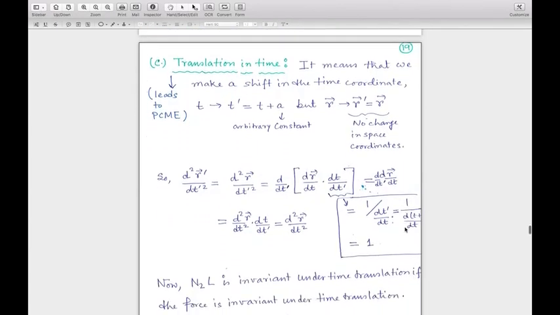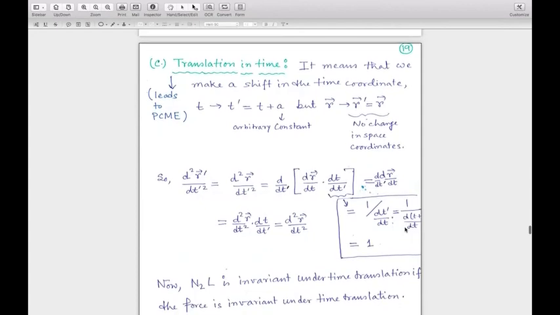Now the third translation or transformation is the translation in time. That means we make a shift in the time coordinate without making any change in the coordinates. That means we are trying to do our experiment, let's say, at the same place, but instead of today we will do it tomorrow, or we did it yesterday. Now whether this changes the physics or not, that is the question. So if we do that, t will be t prime, which is t plus a.